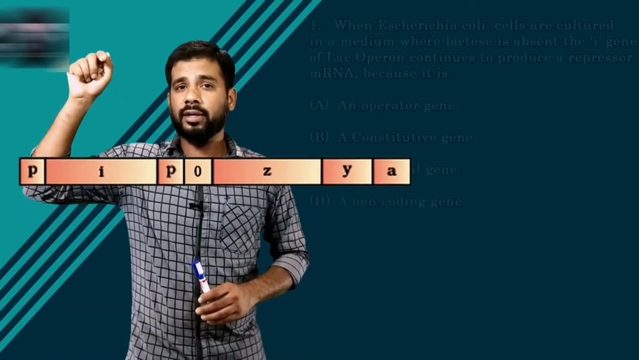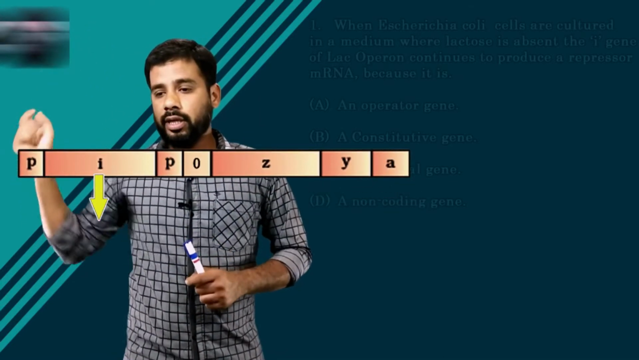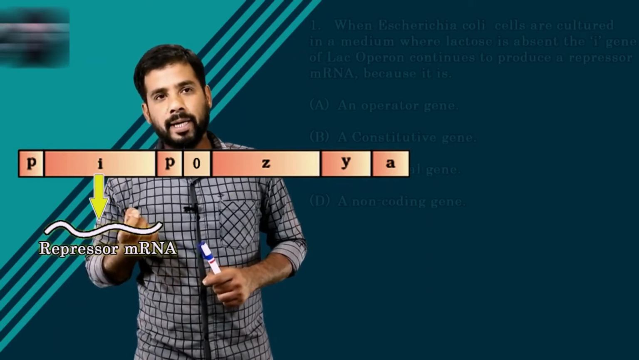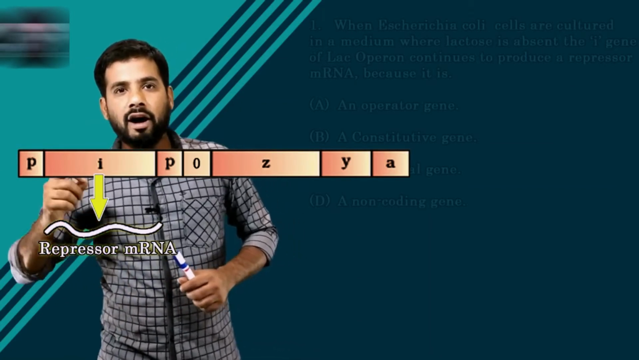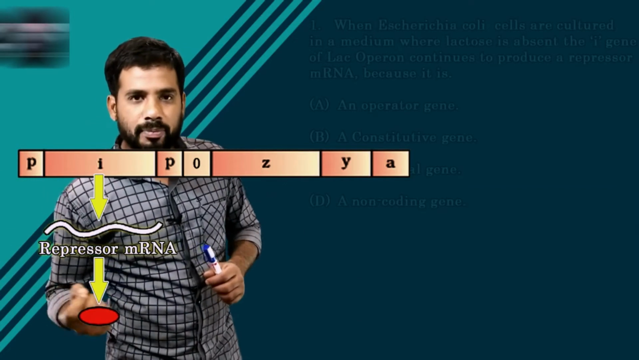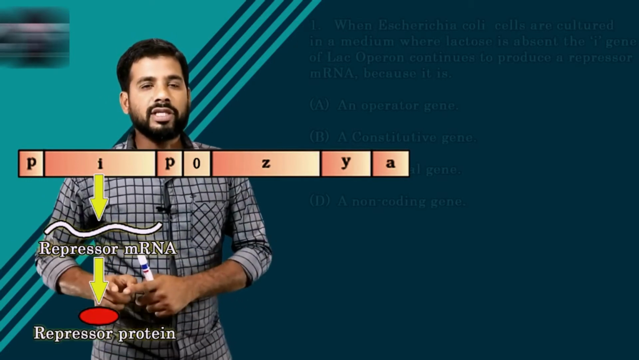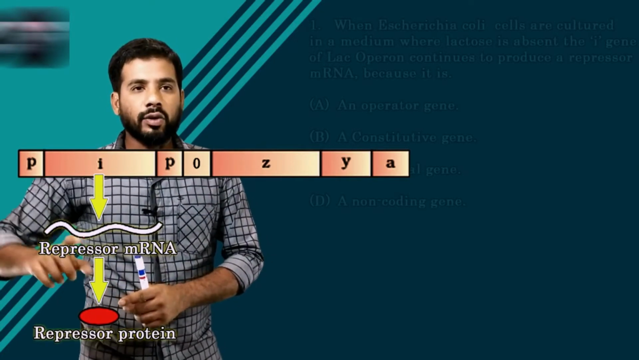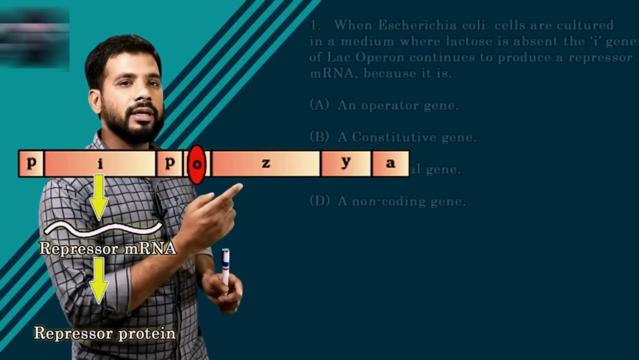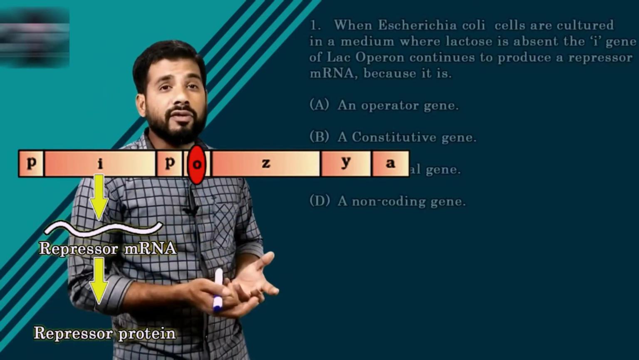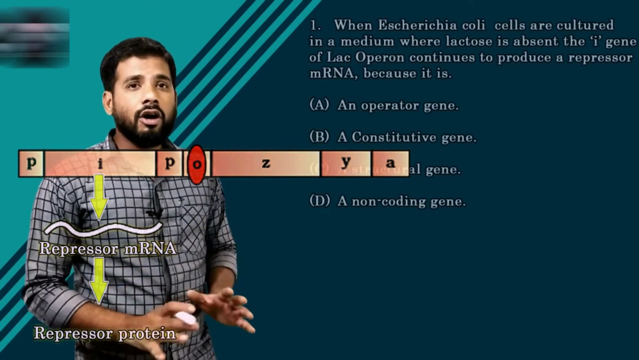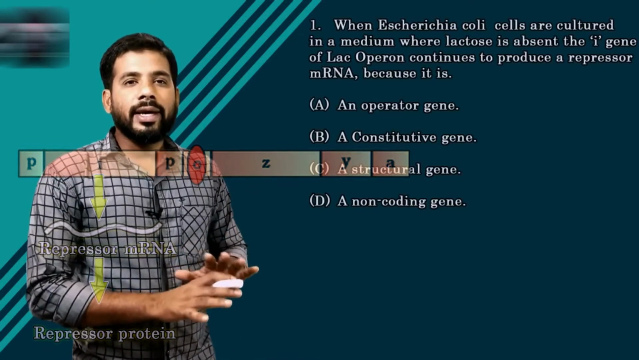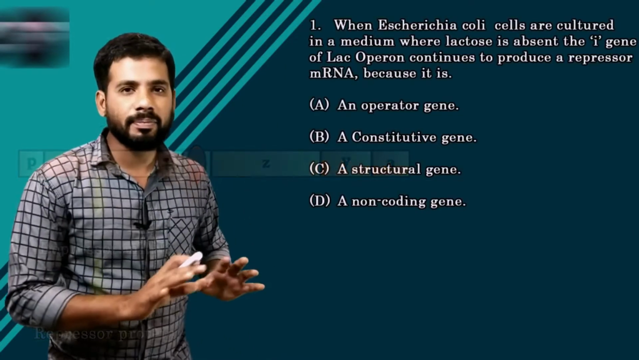This inhibitor gene after transcription gives rise to a repressor mRNA. This repressor mRNA after translation gives rise to a repressor protein. This repressor protein, in the absence of lactose, binds to the operator gene, then the operon is switched off. So you have to remember here the operator gene does not play any role in the synthesis of repressor protein.